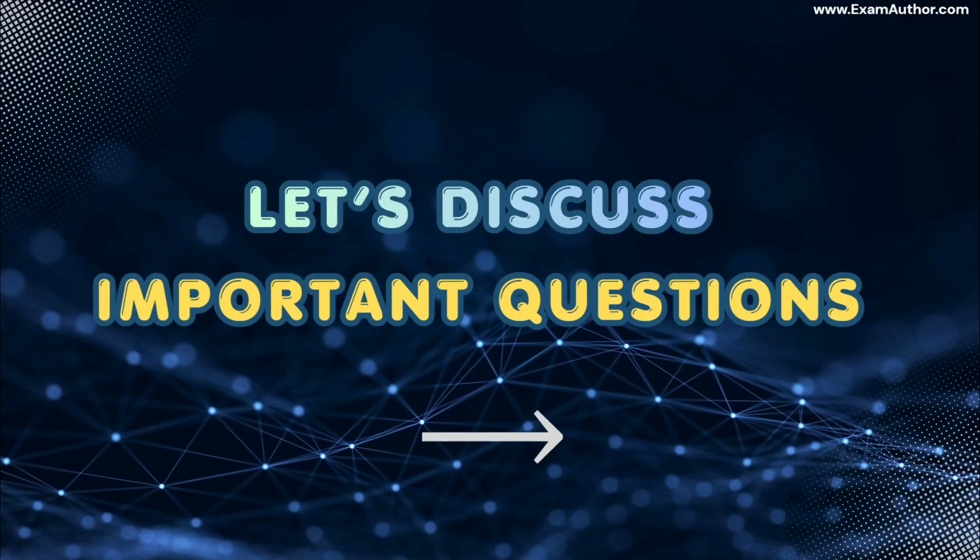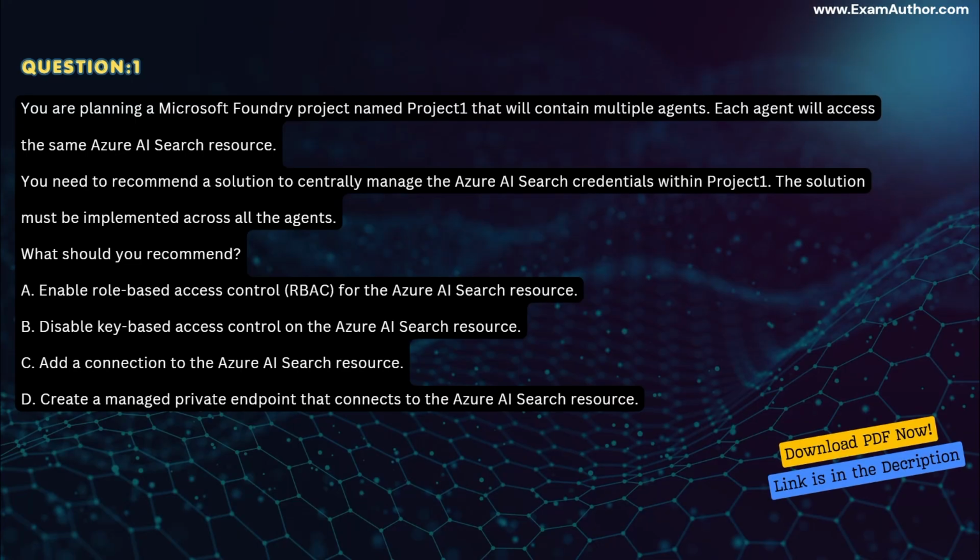Let's jump straight into the most important questions for your success. Question 1. You are planning a Microsoft Foundry project named Project 1 that will contain multiple agents. Each agent will access the same Azure AI search resource. You need to recommend a solution to centrally manage the Azure AI search credentials within Project 1. The solution must be implemented across all the agents.